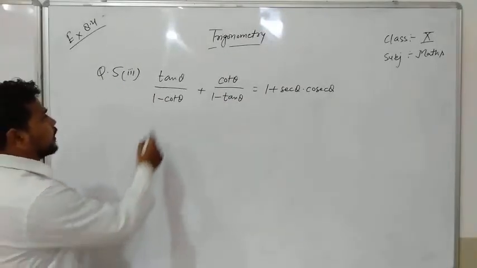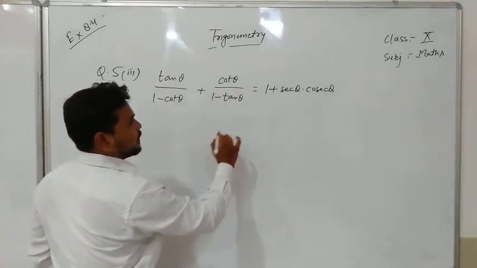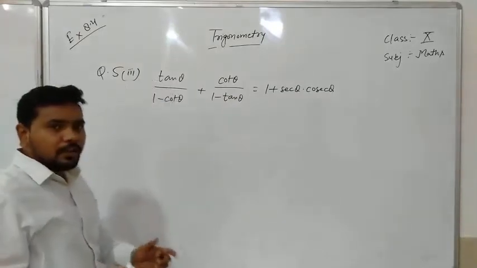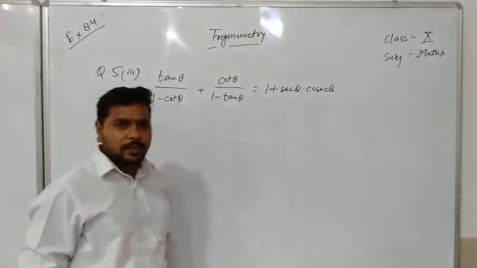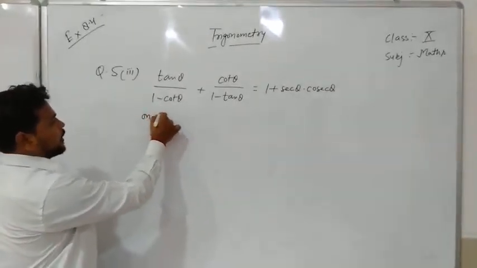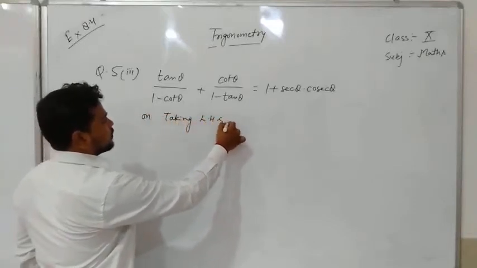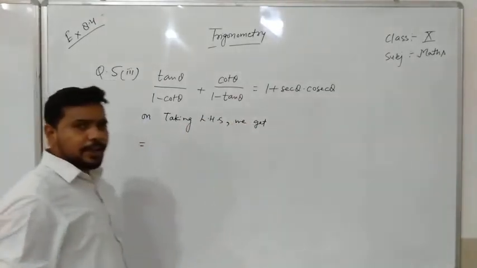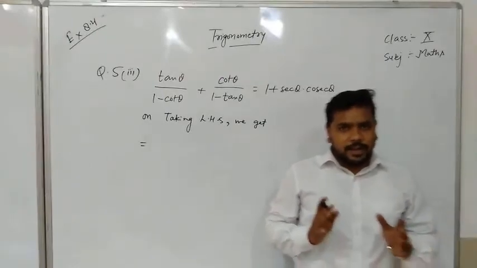The question is tan theta upon 1 minus cot theta plus cot theta upon 1 minus tan theta is equal to 1 plus sec theta into cosec theta. So either we will convert LHS into RHS or RHS into LHS. So let me take the LHS.